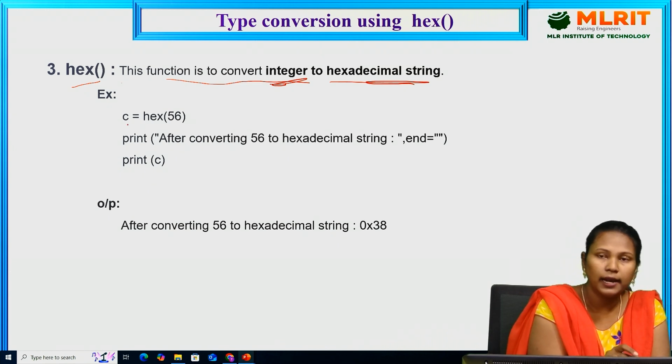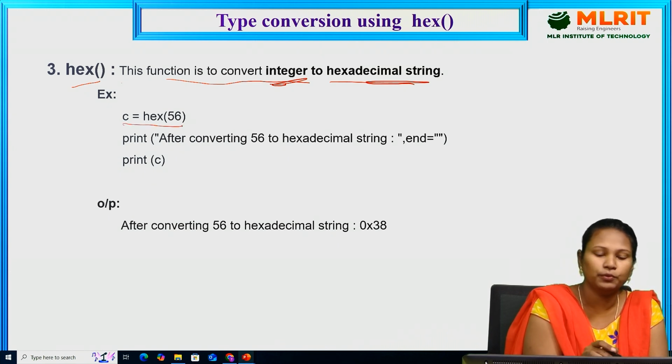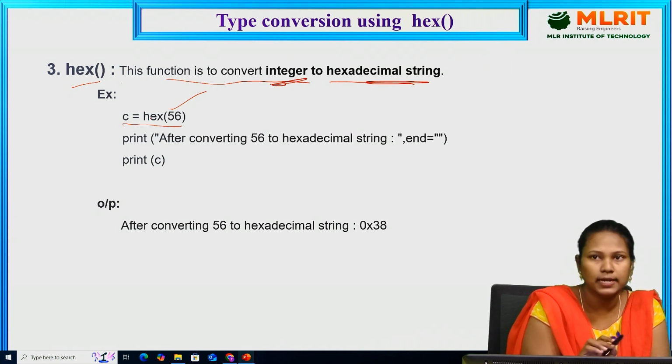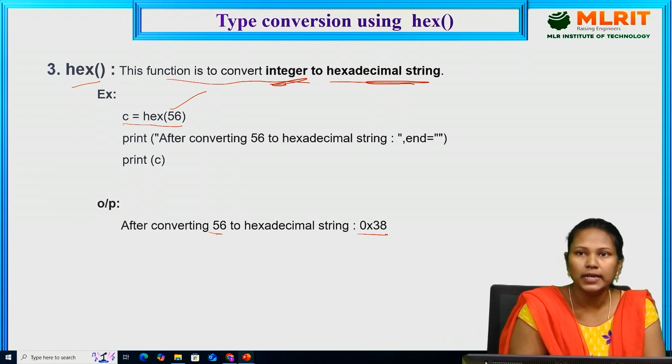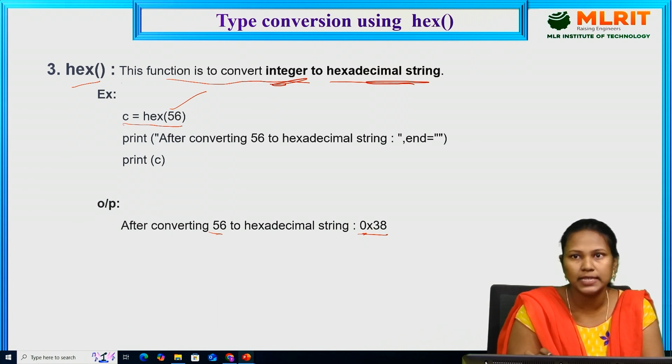So here I took C is equal to hex of 56. This is the decimal number. So I am converting into hexadecimal. The hexadecimal number for 56 is 0x38. The 0x prefix represents every hexadecimal number.